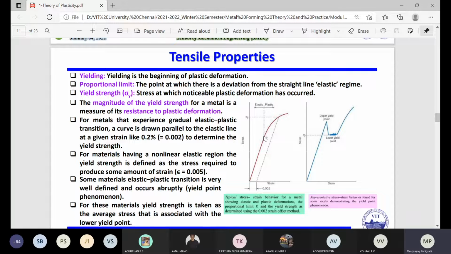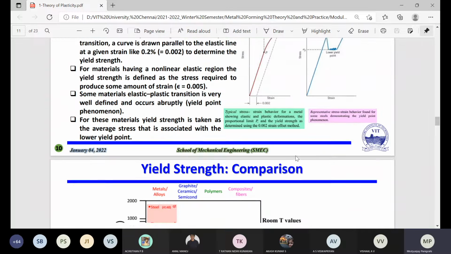And the proportional limit, this is the proportional limit. It is the point at which there is a deviation from the straight line, the elastic regime. Whenever you have the straight line here and it finds some deviation from there, this is known as the proportional limit. And this one is the yield strength, the stress at which noticeable plastic deformation has occurred. Sometimes we take 3 experiments or 3 readings, then we can take the average. So this is basically known as the tensile property. Maybe you can have a look when you have free time.